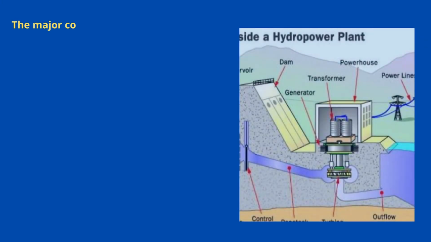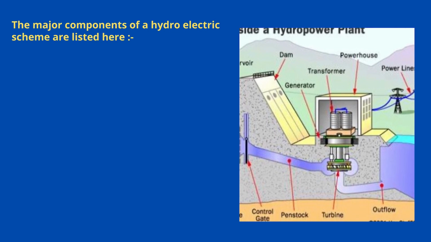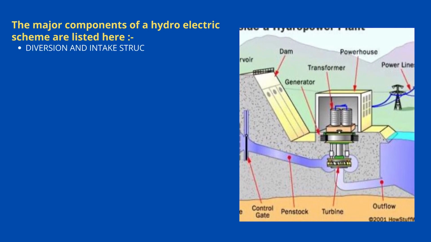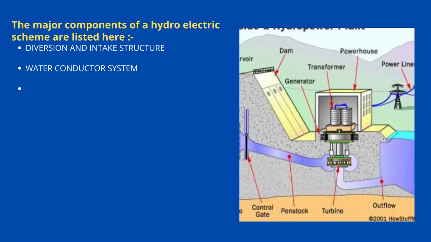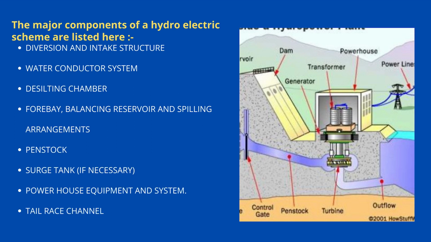Most of the hydro schemes in hilly areas in India are high head and medium head and have the same basic and common components. The major components of a hydroelectric scheme can be listed as follows; I have divided them into some 6-7 categories that we will go through one by one. First is diversion and intake structure, next is water conductor system, next is desilting chamber, then we have forebay, balancing reservoir and spilling arrangement, then penstock, then surge tank, then powerhouse equipment and system, and at last we have tail race channel. So, in brief we will go through each one by one.